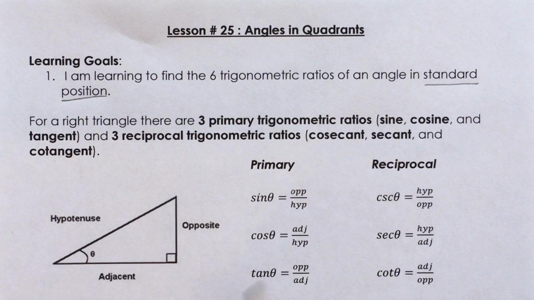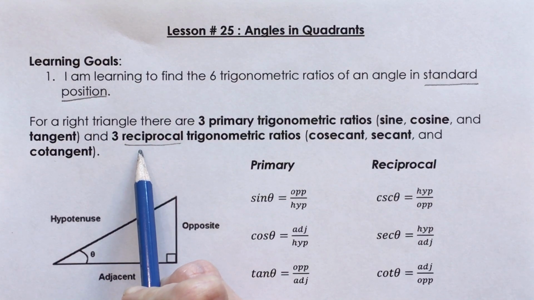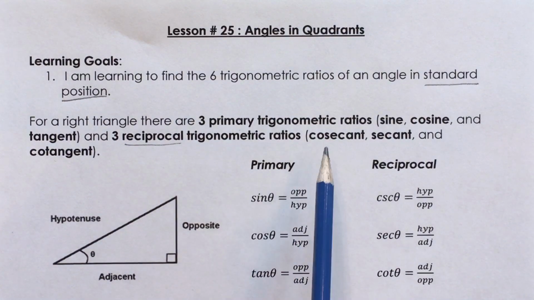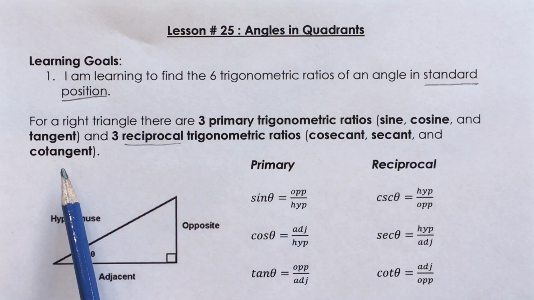But we're going to start off with some things that are familiar that we just reviewed from grade 10 trig. So for a right triangle, there are 3 primary trigonometric ratios: sine, cosine, and tangent. We learned them last year. But there's also 3 reciprocal trig ratios. So reciprocal means upside down or flipped, okay? And they're called cosecant, secant, and cotangent.